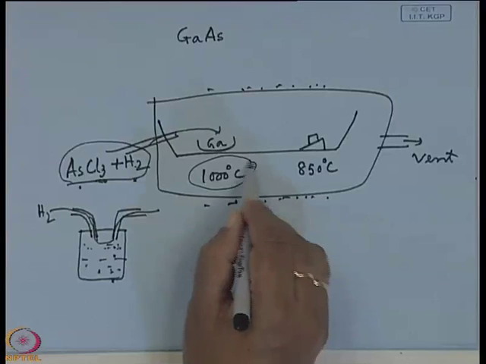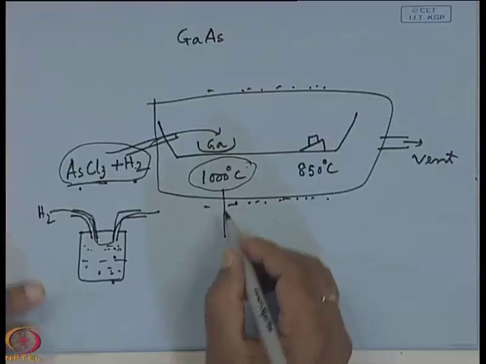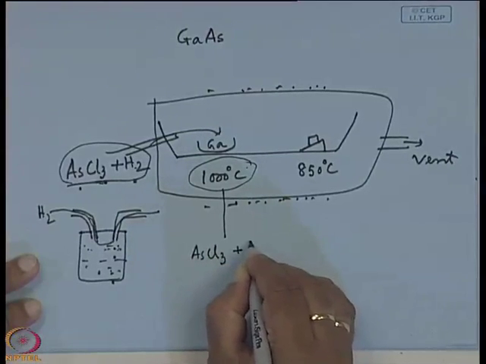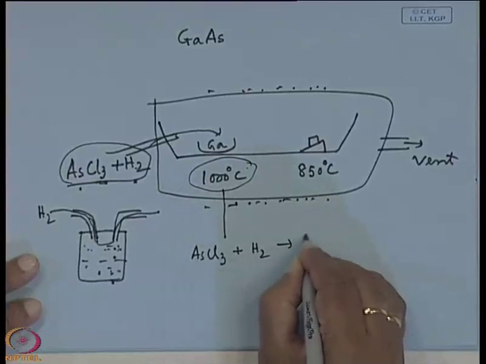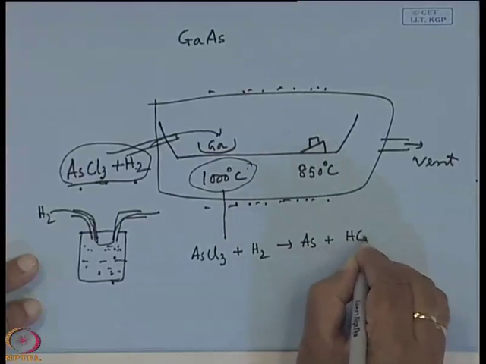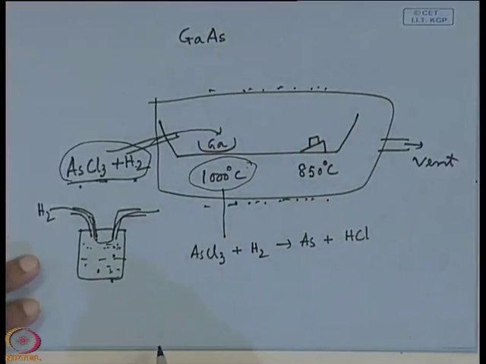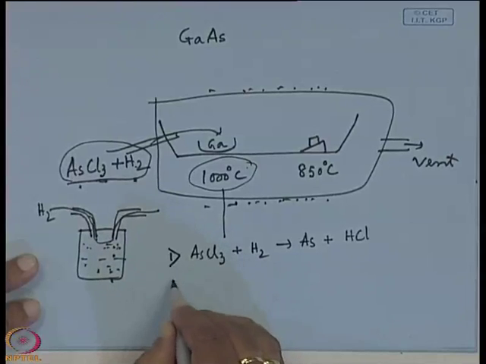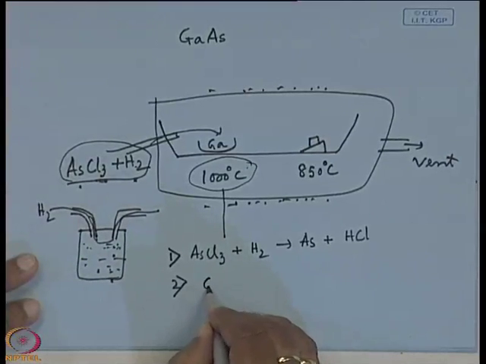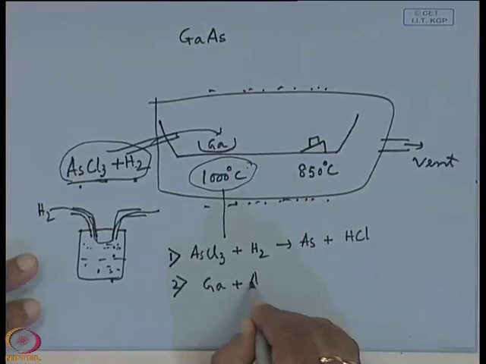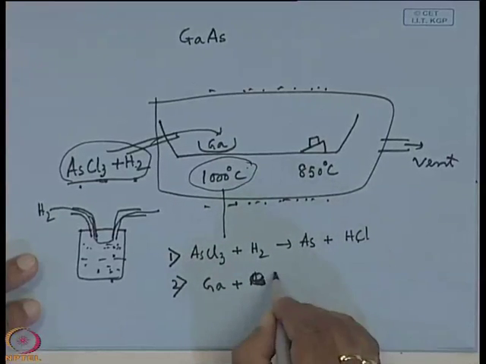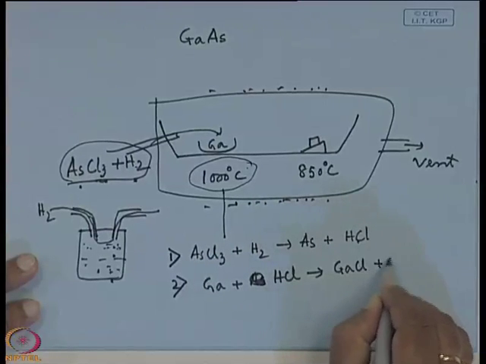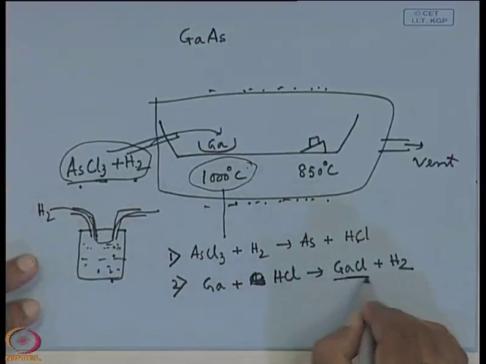You see, the following reaction then takes place over the heated substrate, resulting in crystalline growth of gallium arsenide. So, here at 1000 degree centigrade, what happens? First AsCl3 reacts with hydrogen to form As plus HCl. I am not balancing the reaction. Okay, As plus HCl. This is the first step, step 1. Step 2, then gallium is a liquid, it reacts with this HCl, GaCl plus hydrogen will be evolved.